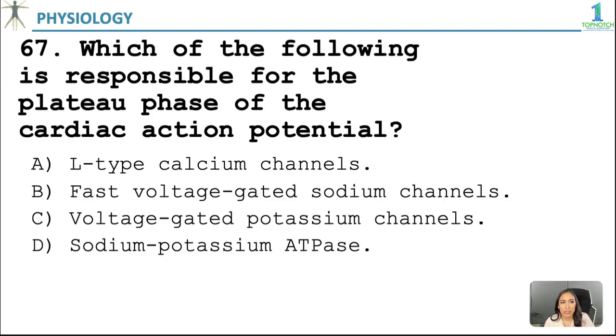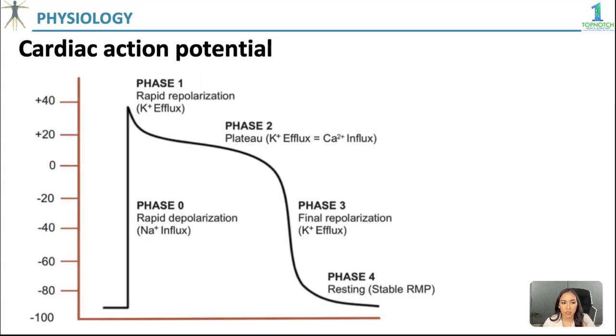Okay, let's look at number 67. Which of the following is responsible for the plateau phase of the cardiac action potential? Plateau. The correct answer is A, L-type calcium channels. Okay, let's look at the cardiac action potential, no? Phase 0 is the rapid depolarization. Phase 1 is rapid repolarization. Phase 2, plateau. Phase 3, final repolarization, and Phase 4 is resting.